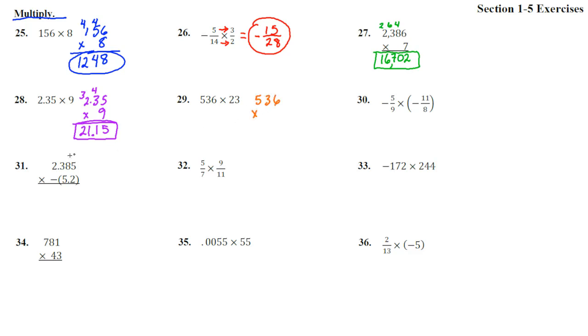536 times 23. Now I'm going to put 2 different colors down here, 2 and 3, so we can keep track of what's going on. 3 times 6 is 18, that's 8, carry a 1. 3 times 3 is 9, plus that 1 that we carried is 10, that's a 0 there and a 1 up there. 3 times 5 is 15, plus the 1 is 16. Now I'll switch to the other color.